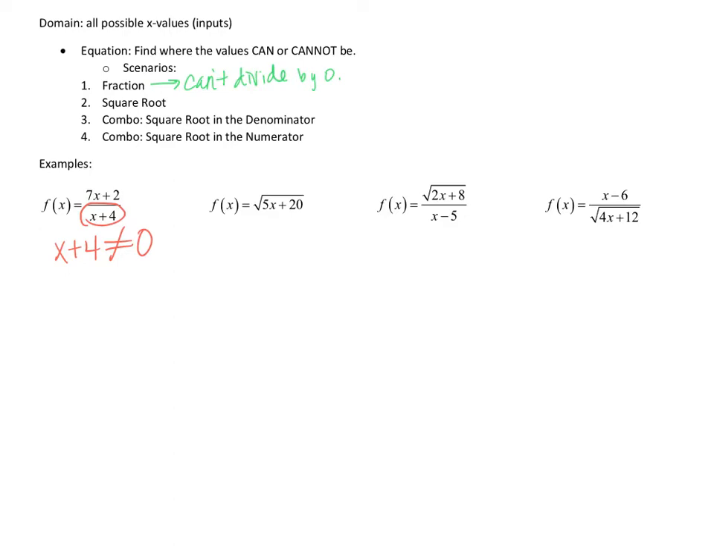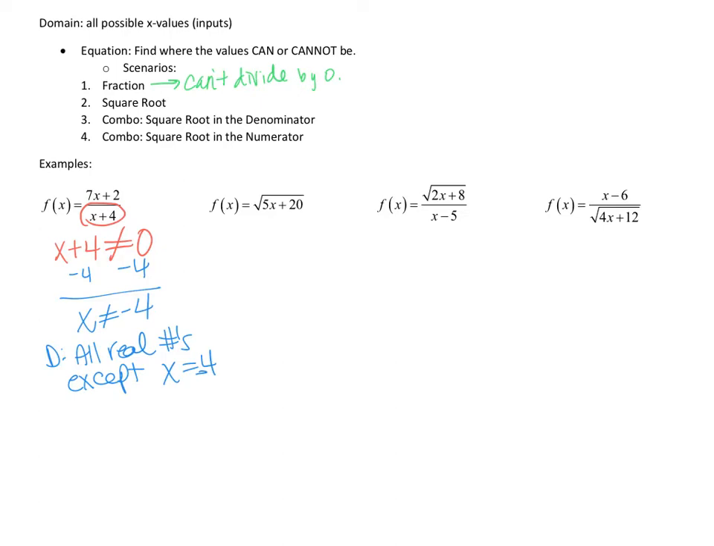Okay, so I'm going to quickly solve this. I would subtract that 4 to the other side. So I say that x cannot be negative 4. So that's one way to state what the domain is. So the domain is going to be all real numbers except x equaling negative 4. So I could write it like that. I could just say x cannot be negative 4.